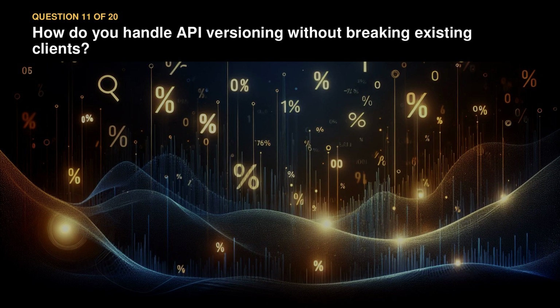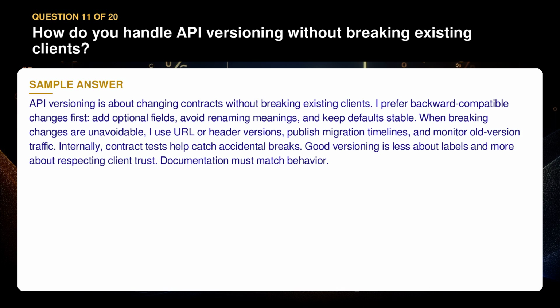Question 11. How do you handle API versioning without breaking existing clients? API versioning is about changing contracts without breaking existing clients. I prefer backward-compatible changes first. Add optional fields, avoid renaming meanings, and keep defaults stable. When breaking changes are unavoidable, I use URL or header versions, publish migration timelines, and monitor old version traffic.